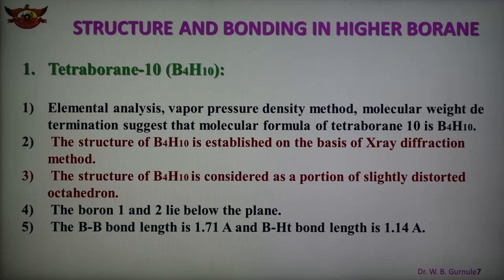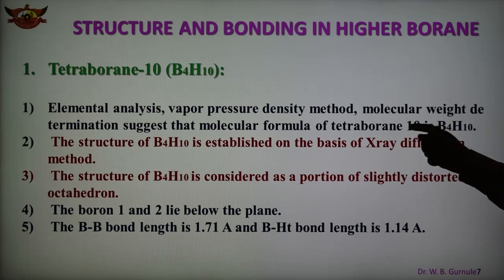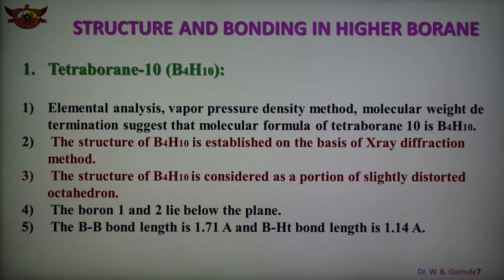So this is the B4H10 structure, and the bonding in these higher boranes is shown here. In the case of tetraborane 10, B4H10, elemental analysis, vapor pressure and density methods, and molecular weight determination suggest that the molecular formula for this compound, tetraborane 10, is B4H10. And the structure of B4H10 is established on the basis of X-ray diffraction.